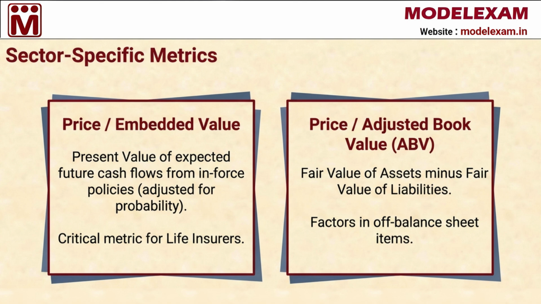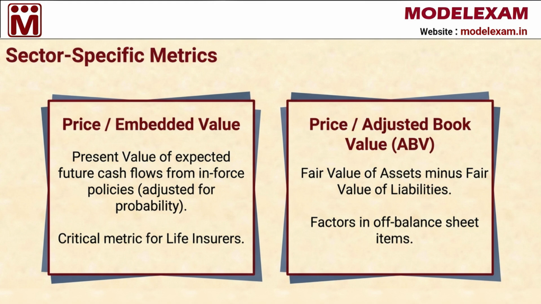In addition to the general ratios, there are sector specific metrics you should know. For the life insurance business, analysts use price to embedded value. This measures the present value of expected future cash flows from policies that are currently active. It is critical for insurers. For non-banking financial companies or NBFCs, we use price to adjusted book value. This is the fair value of assets minus the fair value of liabilities, and it factors in items that might not be on the balance sheet.